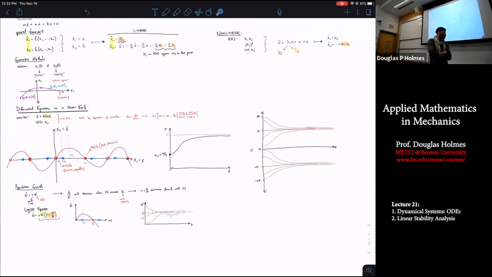This is making sense, but one thing I'm thinking about, our solutions are not symmetric about our stable point like they were before, and that's because our phase plot is not symmetric about the horizontal axis. Am I understanding that right?